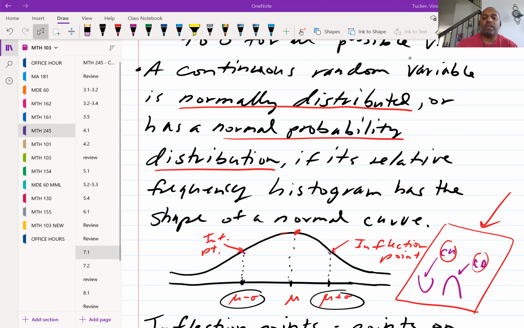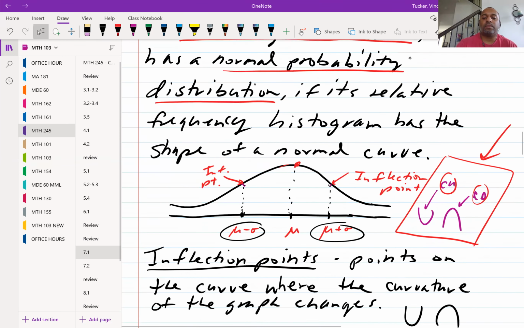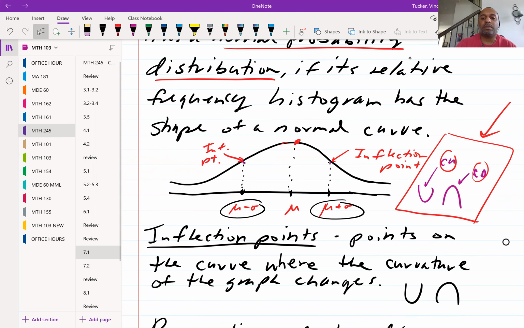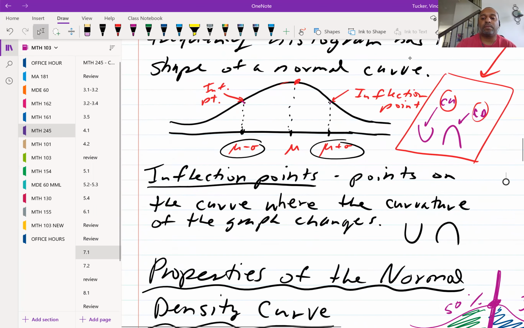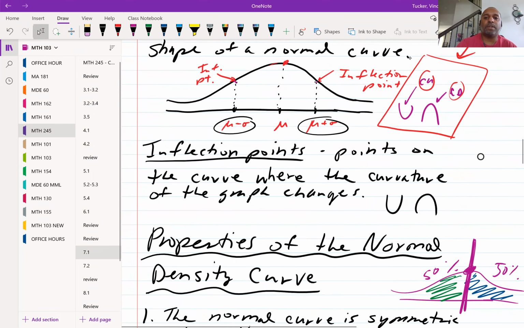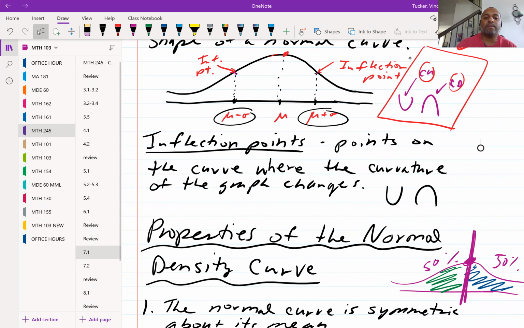All right, let's scroll up. That was just what I mentioned right here. Inflection points, where the curvature of the graph changes. Concave up to concave down. If I scroll up too far, let me know if somebody's still copying.